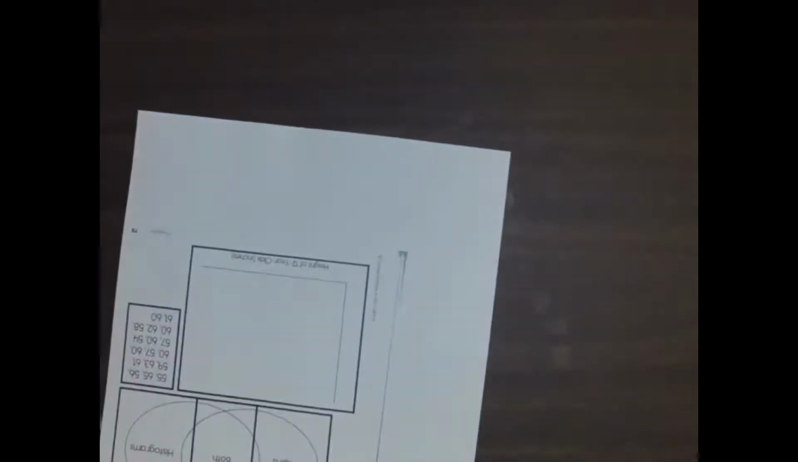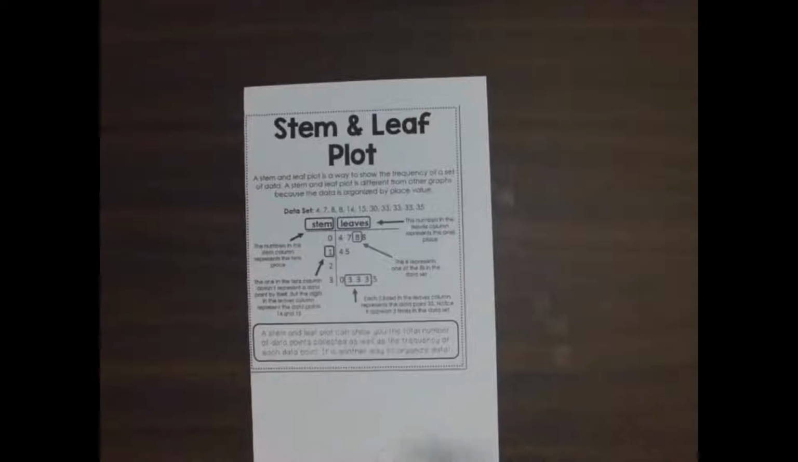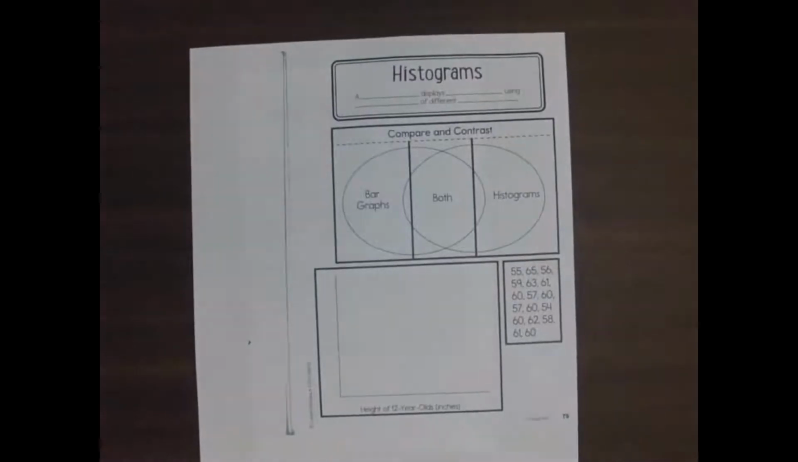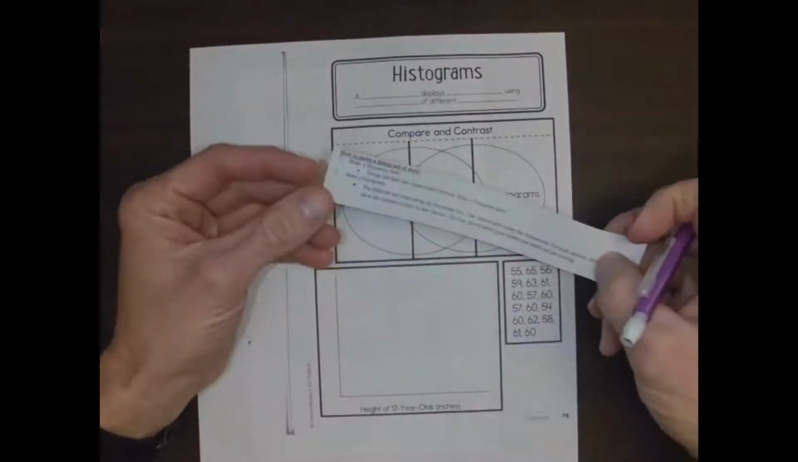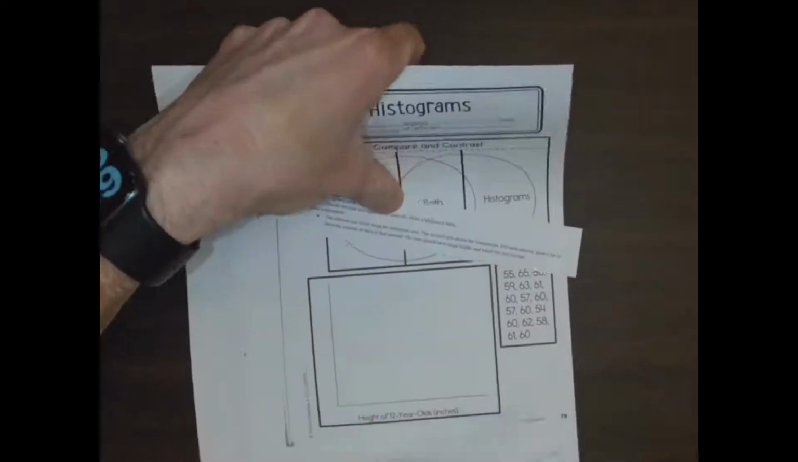Okay, so there should be 3 pages that you need to get today. One of those is going to be this one right here, stem and leaf plot. So you need that first. Next thing that you need to have is this histogram page. And then finally, this little bitty strip of paper. So you'll need those 3 cut out, and you can follow along with me.